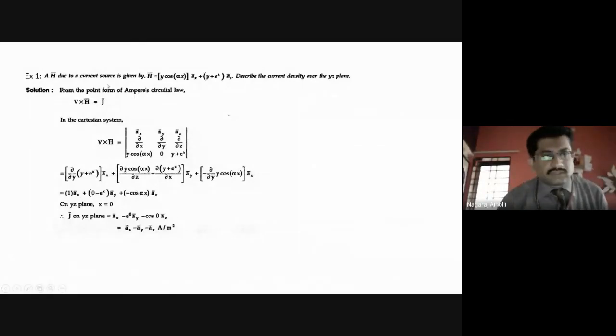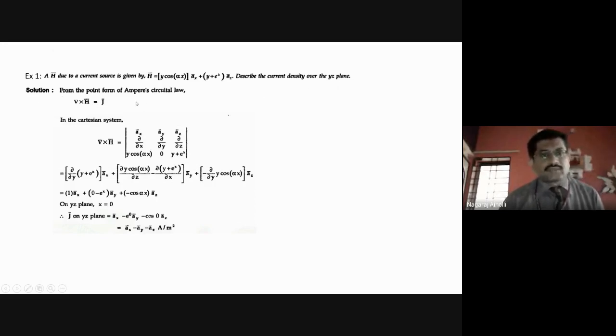What is given? First, read the statement and try to understand what is given and what is being asked. H bar, that is magnetic field intensity due to a current source. There is a current source, and due to this current source, the magnetic field intensity is given by h bar is equal to y cos of alpha x ax bar plus y plus e raised to x az bar. This is the equation of the magnetic field intensity. Then we will have to find the current density equation over the yz plane, that is the equation of the current density j bar.